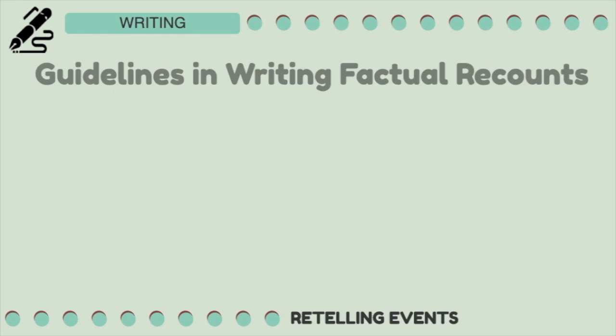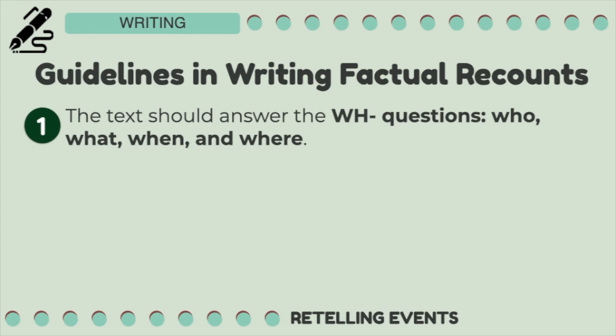Here are some guidelines you may follow when composing factual recounts. Number 1. The text should start by answering the WH questions: who, what, when, and where. This will give the readers an idea of what the text is all about. Take a look at this example.